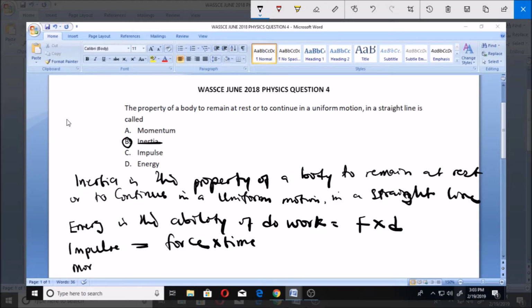And momentum, what is the meaning of momentum? Momentum is simply the product of mass times what? Product of mass and velocity. So you see that none of these three is this, but inertia is actually the definition of inertia, and that's why inertia is the right option for this problem.